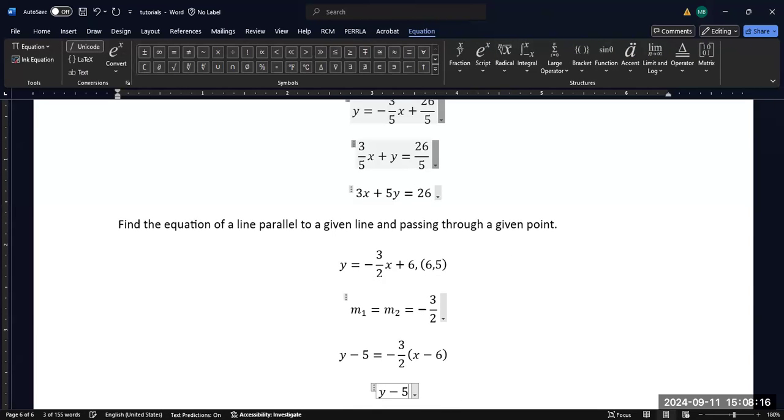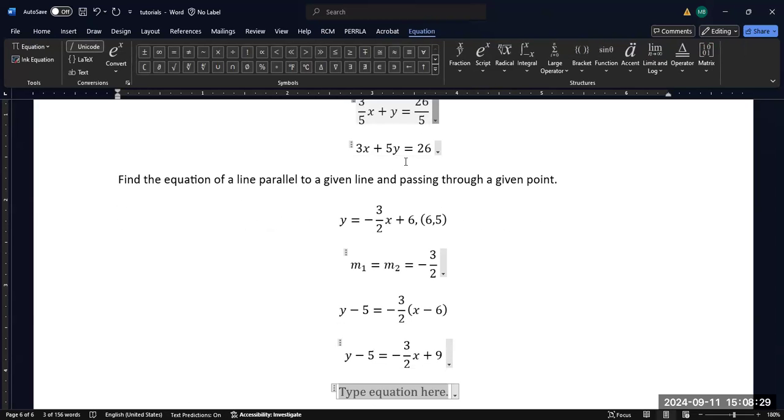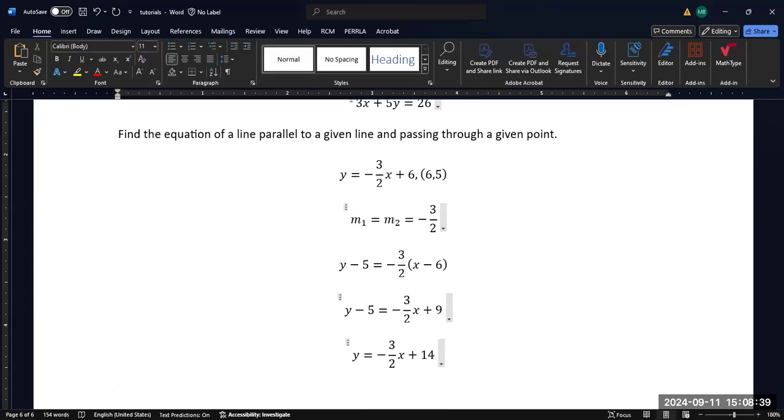And then I'm going to distribute. Minus will give me a plus. The 2 will cancel with the 6 and leave me a 3. So this becomes a 9. And then I add the 5 back to the other side. 9 and 5 is 14. Notice that I have basically the same equation that I had before, except that the intercept is different. Again, it's a parallel line, and the gap between them is constant all the way around.